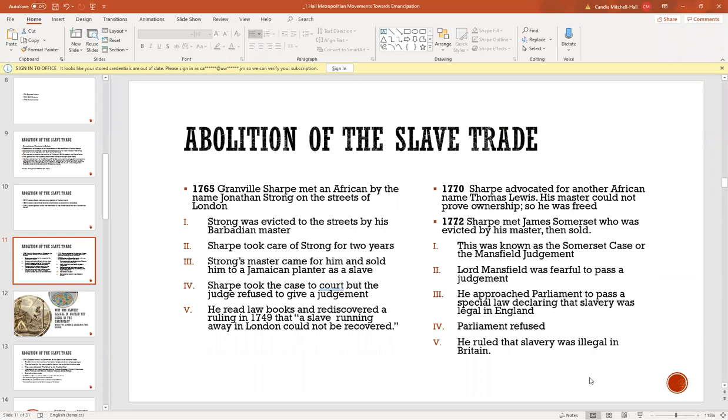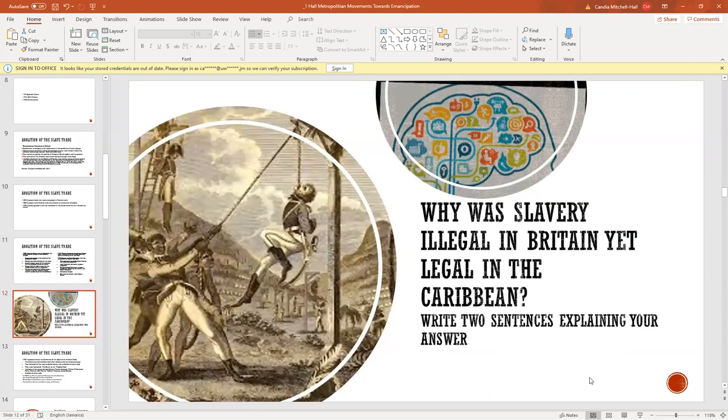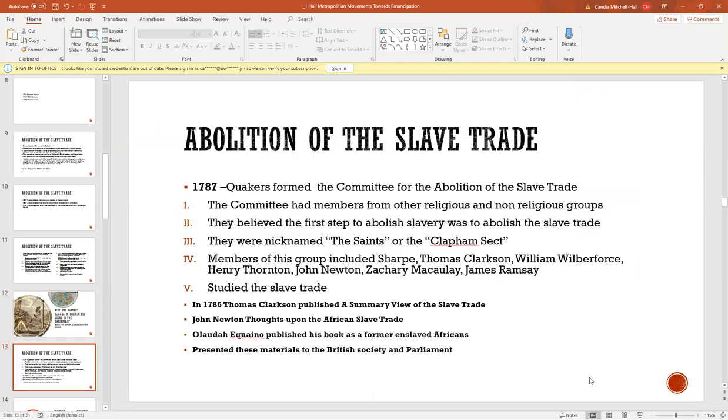Everybody was watching this case. Everyone was interested in it because everyone who actually owned Africans as slaves in Britain had to now free their enslaved people in Britain because no law in Britain recognized the category of slave. All right? Only in the Caribbean was that applied. And so it would have continued.